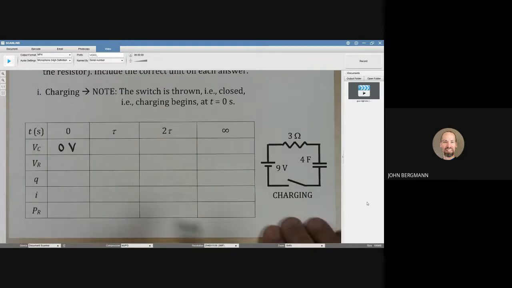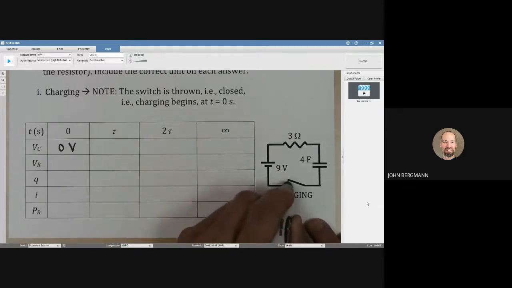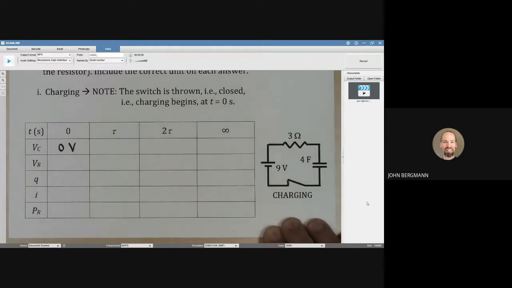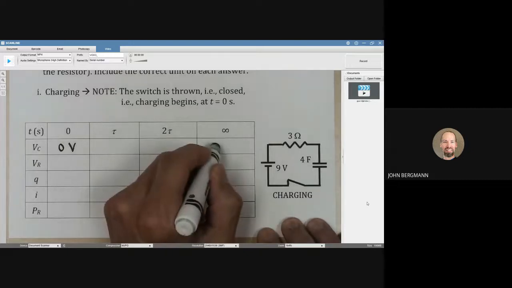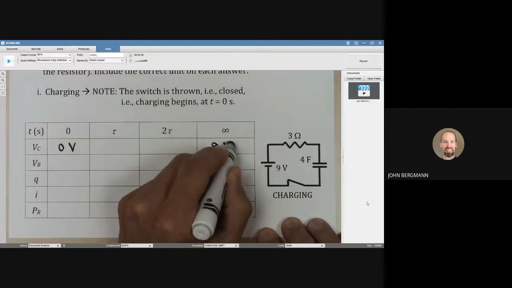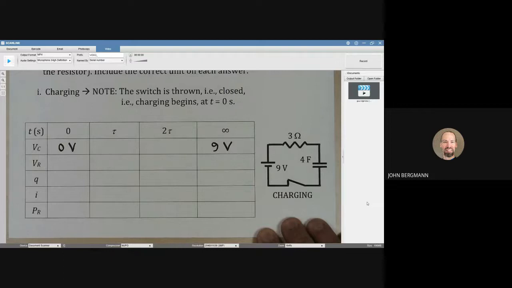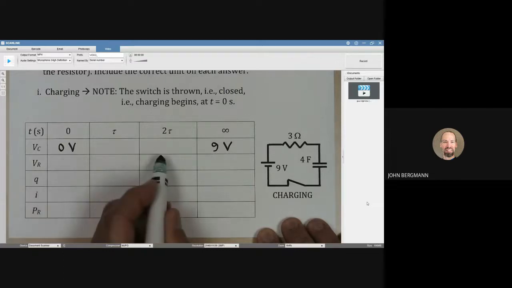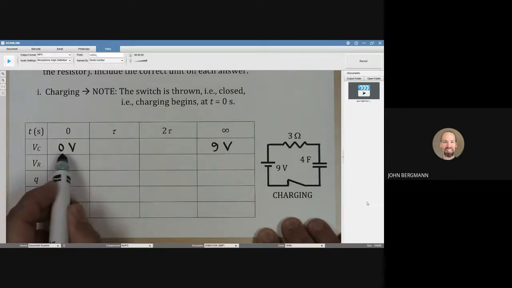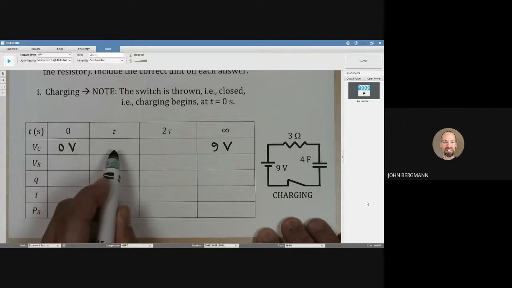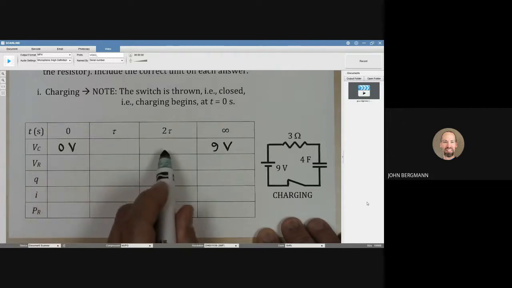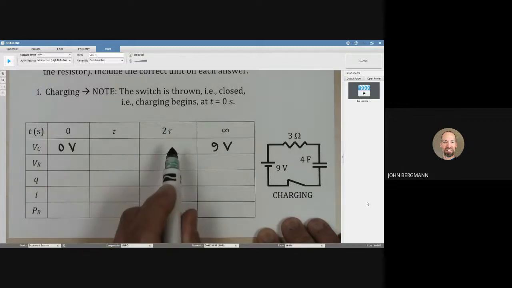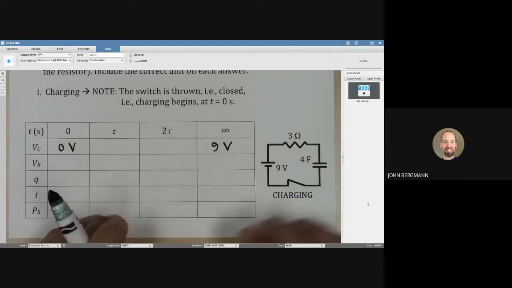And once this is all charged up, let me close that switch right there. Once this is all charged up, then the voltage across the capacitor will be equal to that of the battery. So that'll be 9 volts. And then in between here, we're going to go 63% of the way there in the first time constant. And then of whatever's left, we're going to go 63% of that by the second time constant.